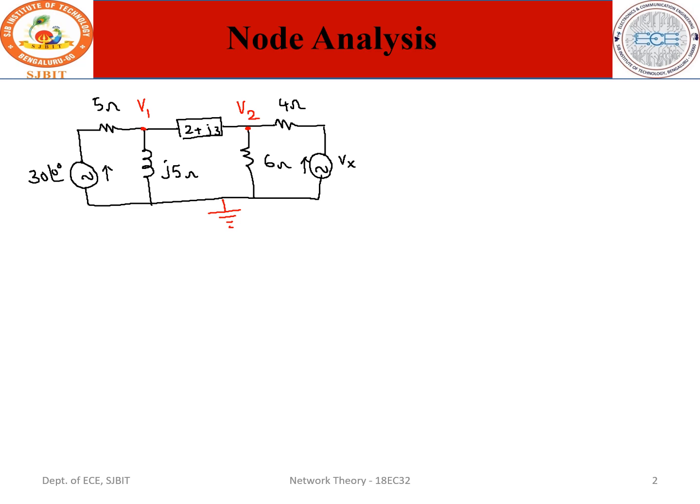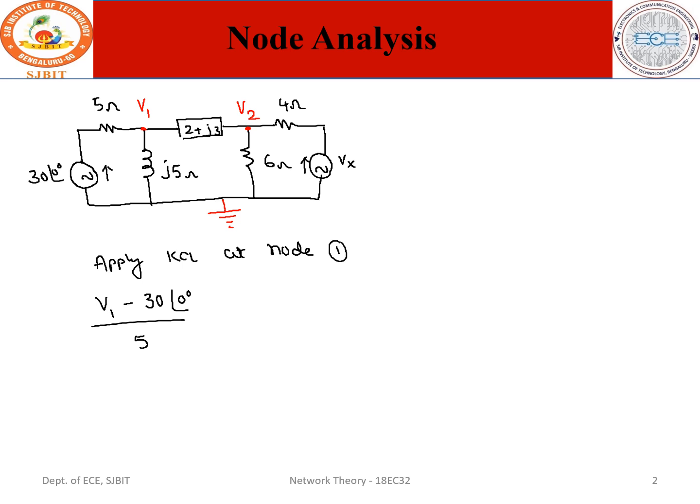Now apply the KCL at node 1. What are the branches connected to this node V1? This branch is connected, and this branch, and this branch. So what is the current flowing through this branch? I would assume that V1 is higher potential. So we can write the equation like this: V1 minus 30 at an angle of 0 degree divided by 5. In this, V1 current is flowing downwards, and for the voltage source the current is flowing upwards.